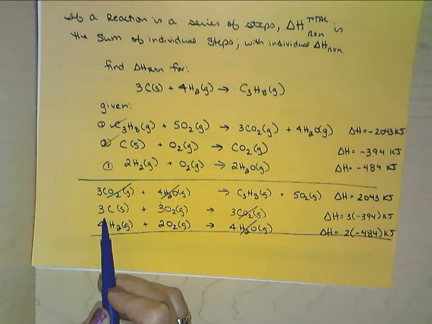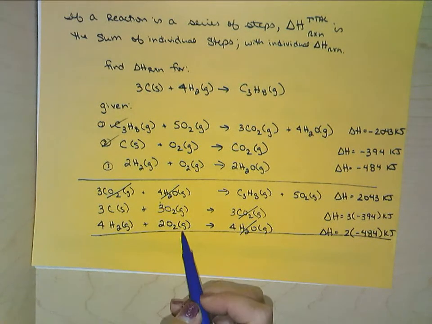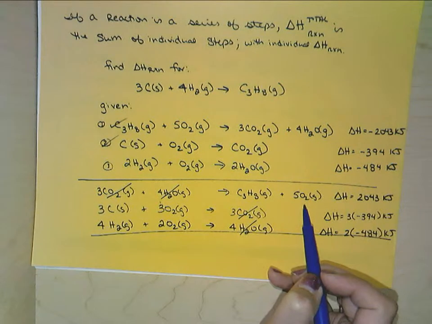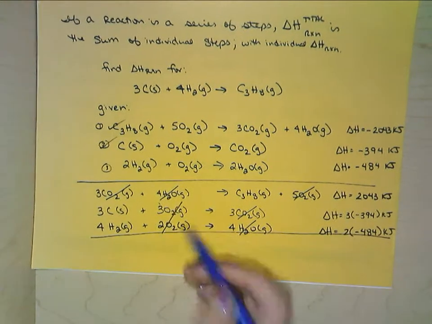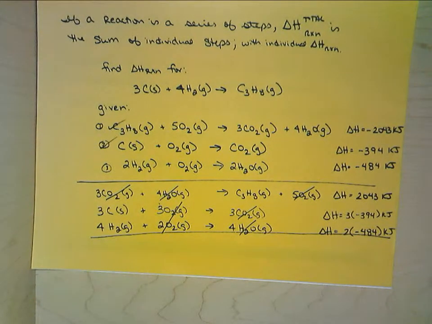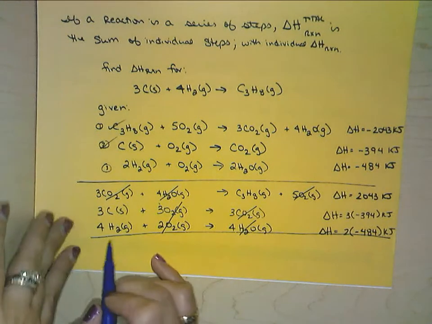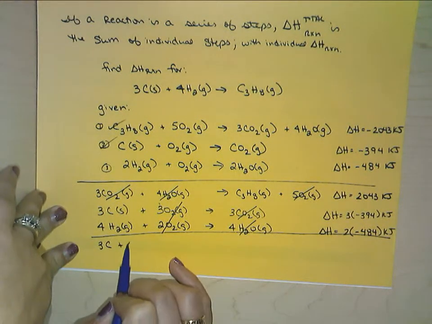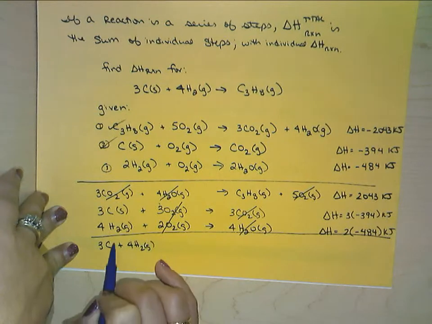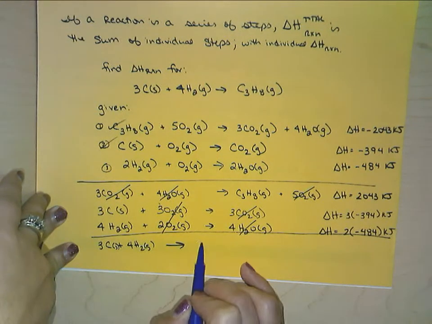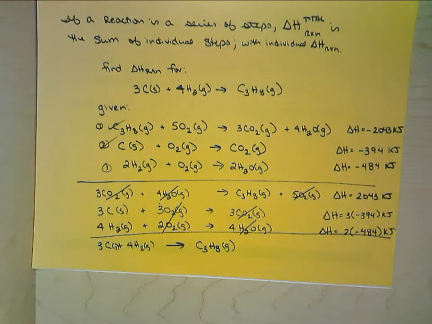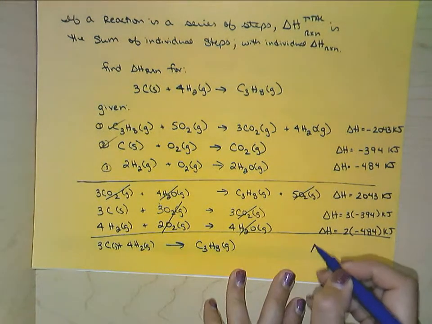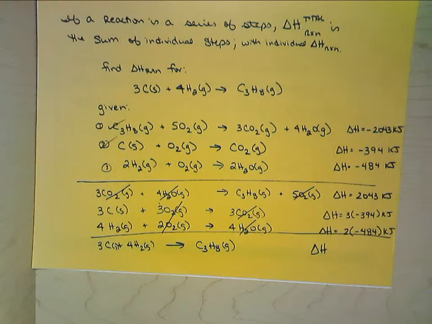I want 3 carbons. Okay. The last thing is I have 5 oxygens as a product. Do I have 5 oxygens on the other side? I do. It's a little trickier to see. That cancels out with both those. So then you write what you have left. Is this the equation that we want to make? Good. So then the last step is to sum up all those delta H's.